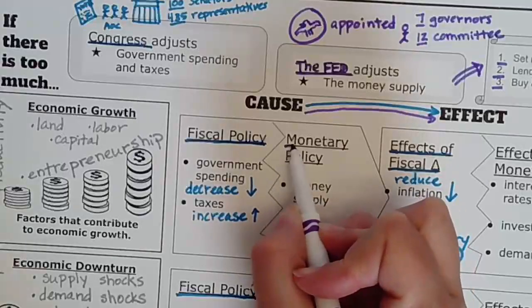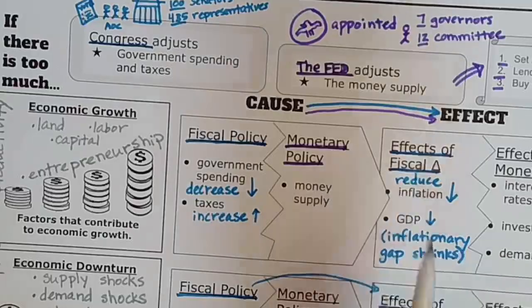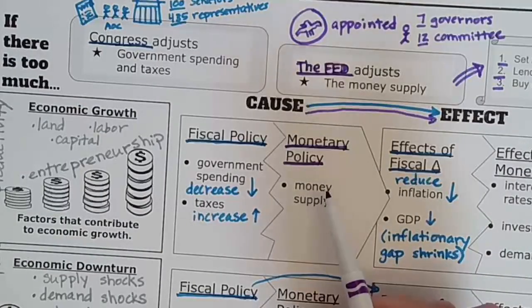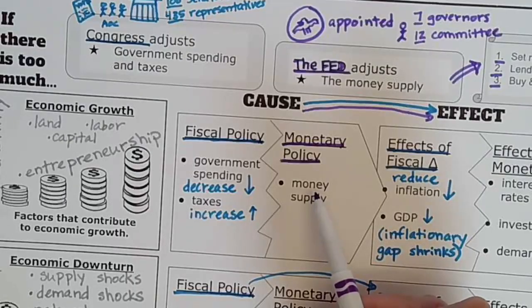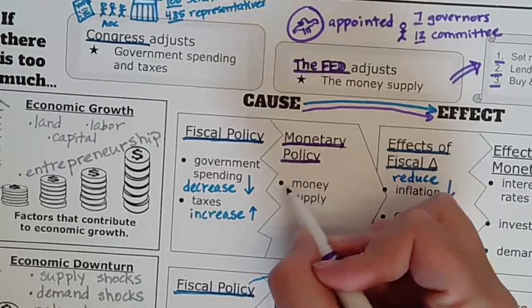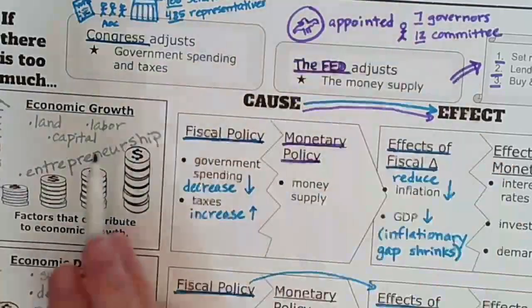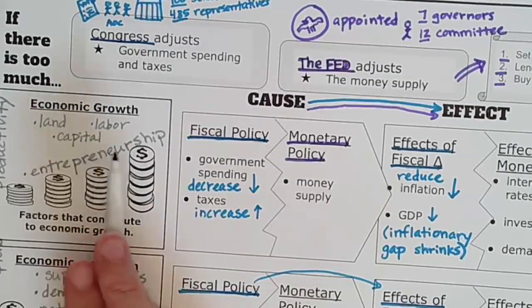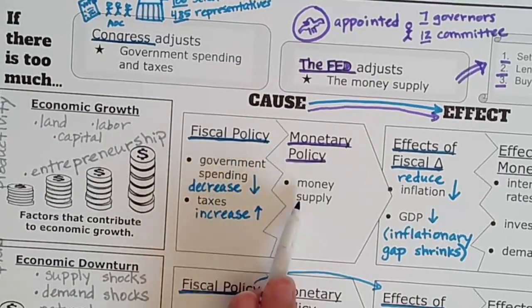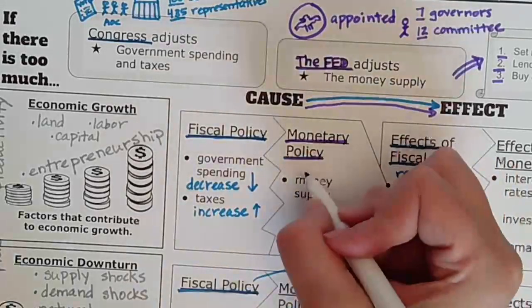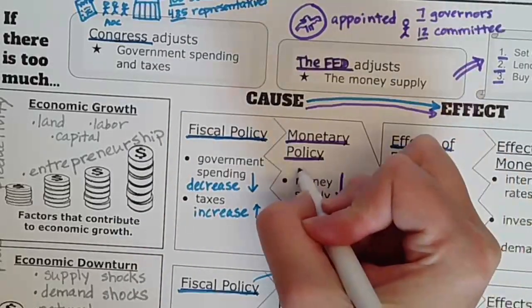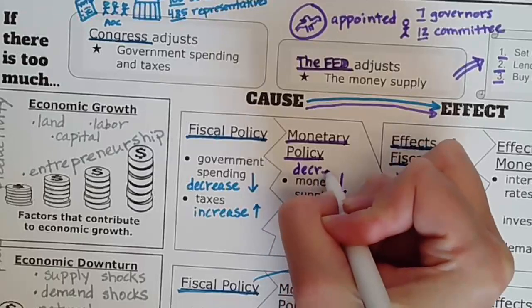Say that with me, please. Monetary policy. Okay, so related to the Fed is the monetary policy. It is the money supply. And if there is too much economic growth, it's similar to our government spending, they are going to decrease the money supply. They're going to bring it down so that we don't have hyperinflation.